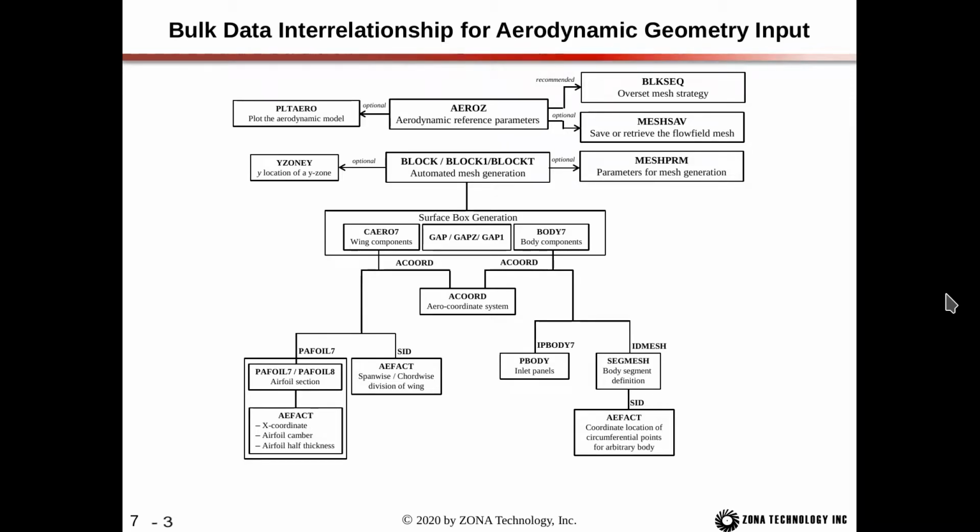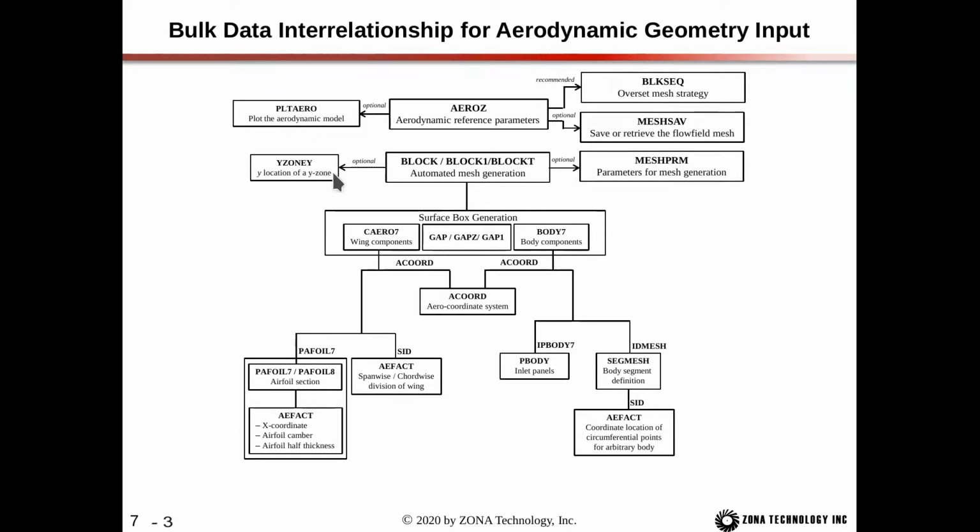Okay, this is the bulk data interrelationship for the aerodynamic geometry input. At the top level here, we have the AEROZ card, which defines the aerodynamic reference parameters. Then we have the block sequence, which assists in the overset mesh strategy, along with the block layer card. The mesh save card allows you to save or retrieve the flow field mesh. Then we have the BLOCK1 and BLOCKT cards, which define the volume mesh for the automated mesh generation.